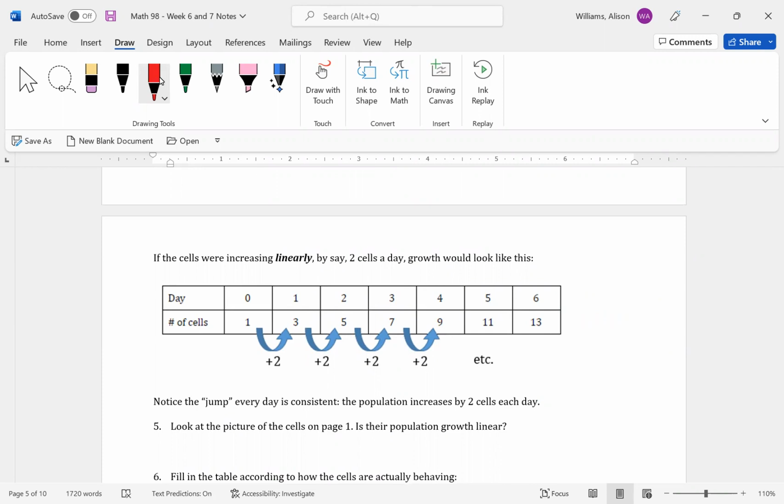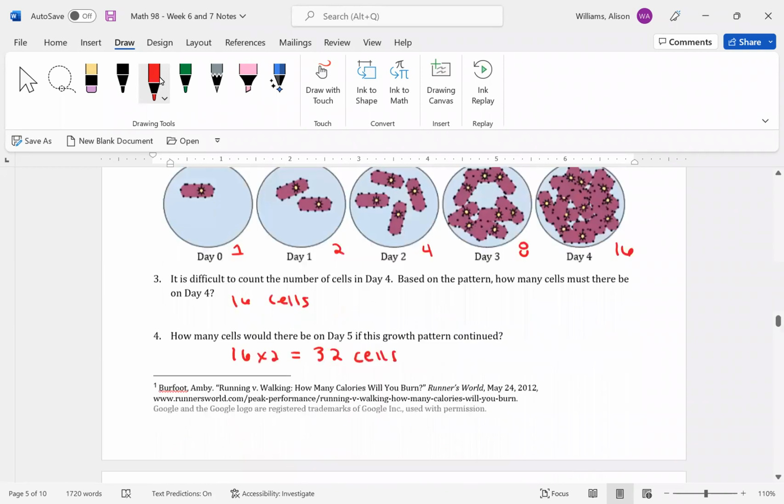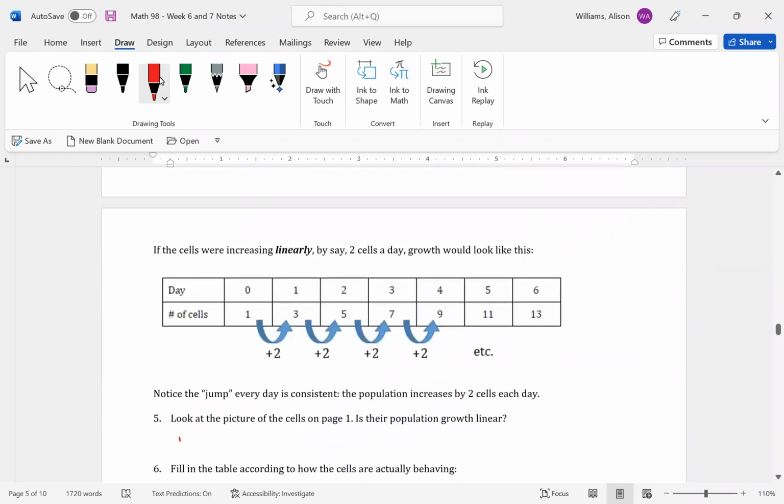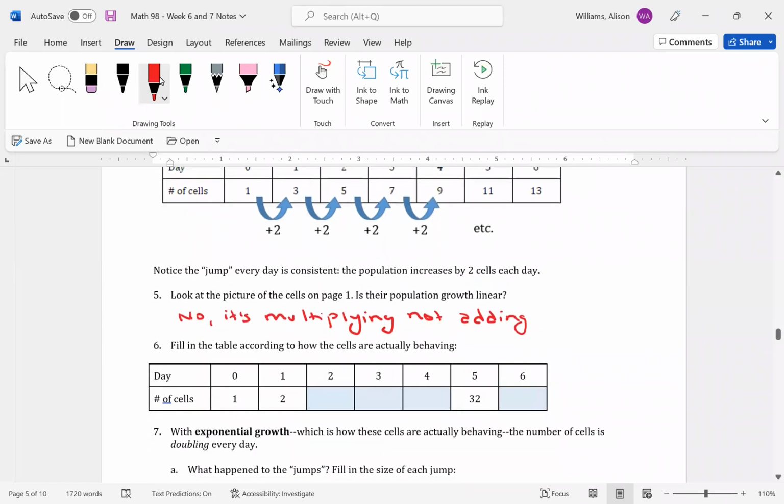So is this growth linear? No, it's not adding the same amount every time. No, it's multiplying, not adding. So let's fill it in based on how it's really behaving. Day 1, it was 2. Day 2, it was 4, 8, 16. We got 32. So then the next one would be 64. I'm doubling 32.